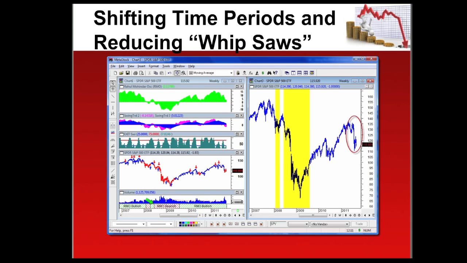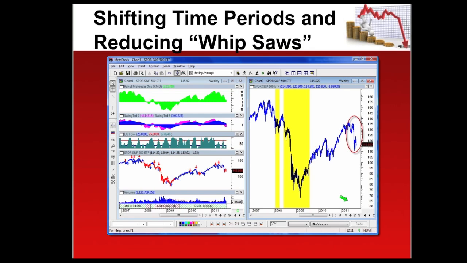All right, let's see, one more slide. Here I've got a red circle. Let's see if I can get the arrow. This is the most recent market correction. This is what we just went through. We're using a weekly bar, and pay attention to the ribbon here. On a weekly bar, the RMO is still bullish.